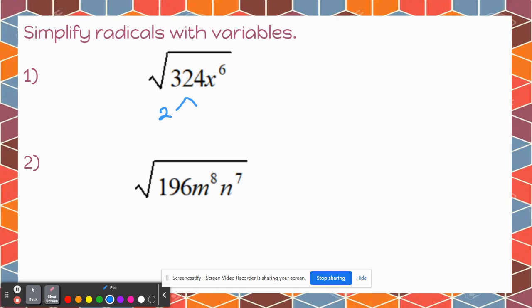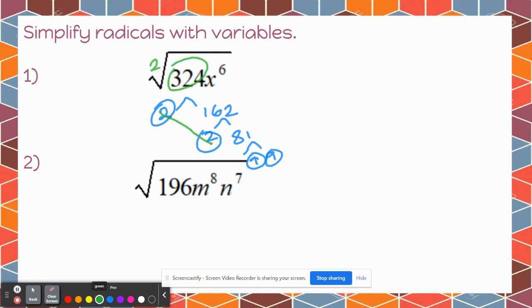2 goes into 3 once. That goes in 6 and 2. 162. Well, that's even. Oops, forgot to circle that. So that's 8, and that's 1. 81 is 9 and 9. Oh, good. I already know 9 and 9 are perfect squares. So I'm going to pull that as my pair. I need pairs because it's a square root. So I have a pair of 2s. I have a pair of 9s.